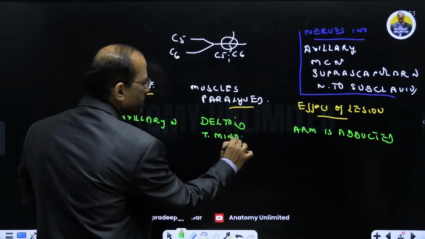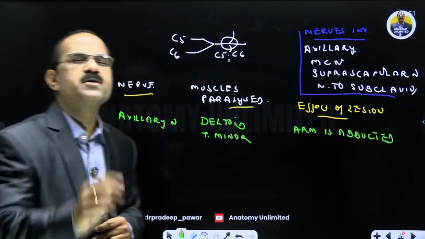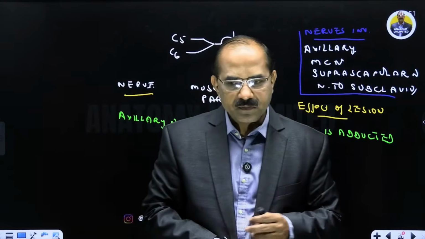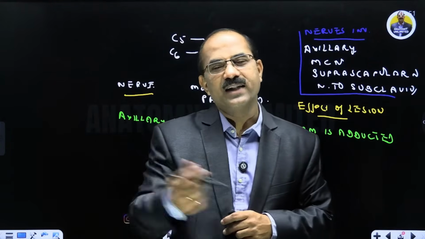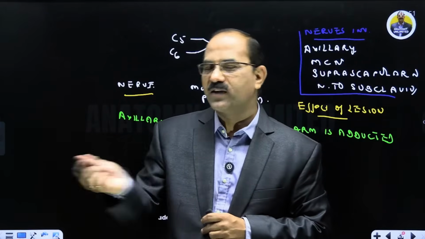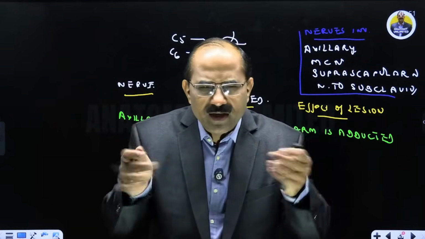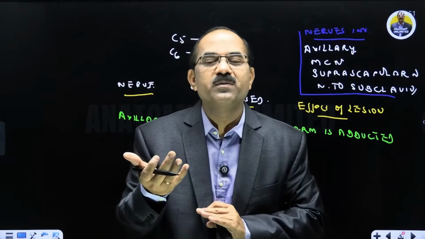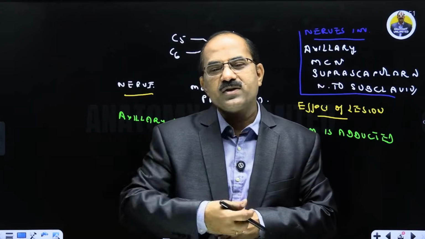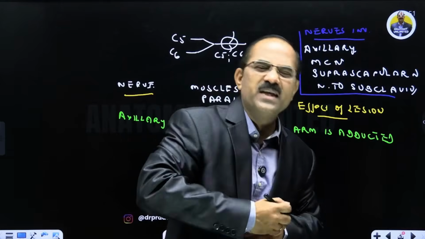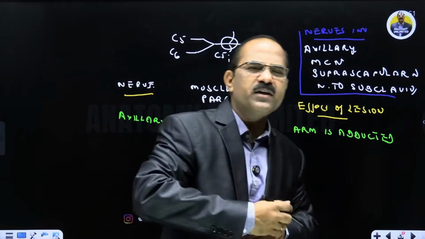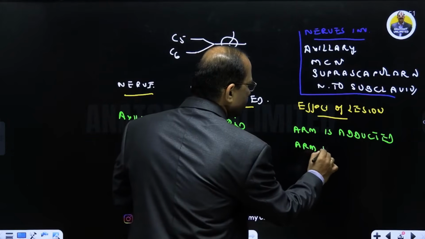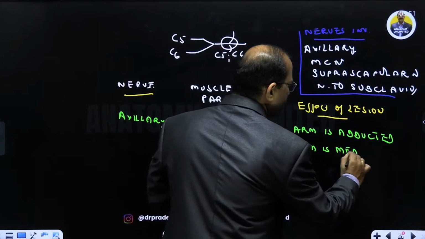Second muscle is teres minor. Teres minor muscle is supplied by the axillary nerve. What is the action of teres minor? Come on, answer this. Lateral rotation at the shoulder joint. So lateral rotation is lost. When one party becomes weak, the other party becomes strong. So the arm is medially rotated. Is it making sense? So the arm is adducted and the arm is medially rotated.